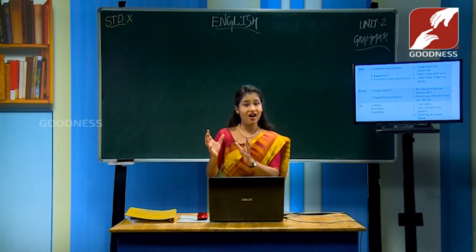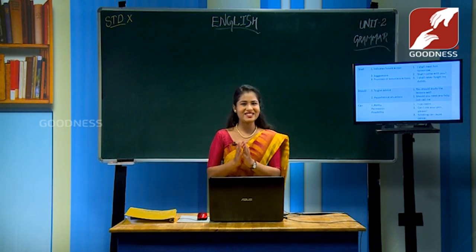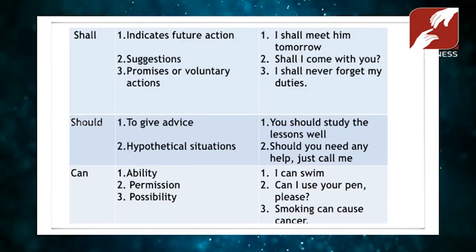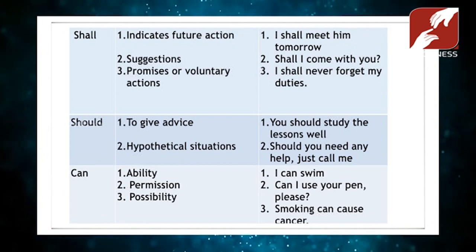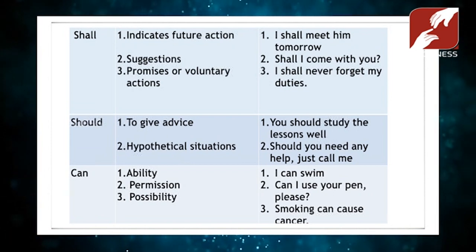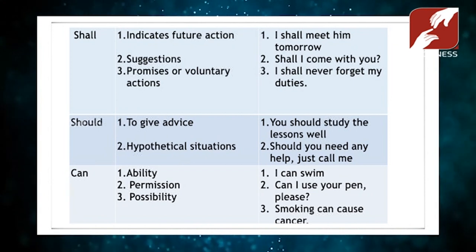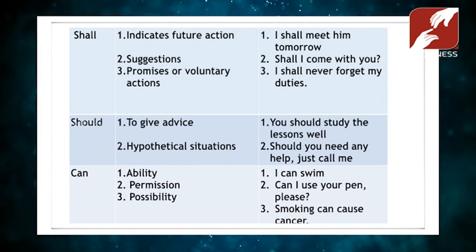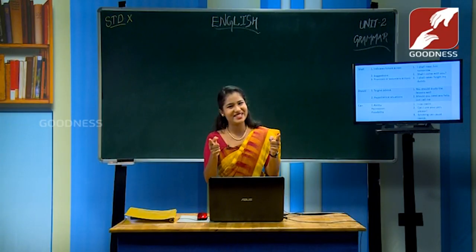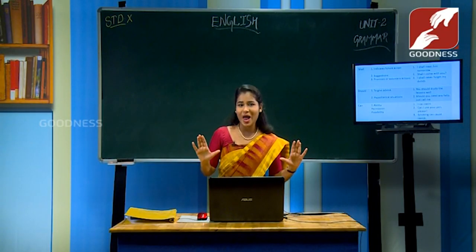The third and the last usage of shall is to give promises or voluntary actions. We used to give others promises, isn't it? Yes. For example, I shall never forget my duties. Or you used to give promises, isn't it? As such, I shall study well in the exams, or I shall pass in the exams. All these are the promises which you used to give to your teachers and parents, isn't it? Yes, so that's all about shall.